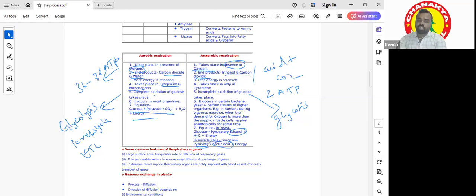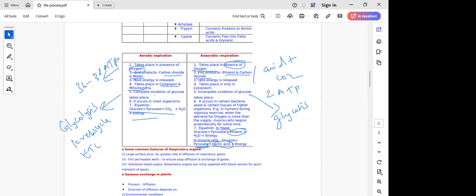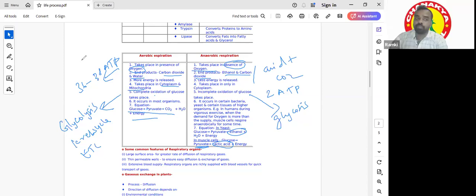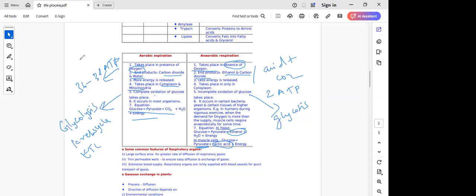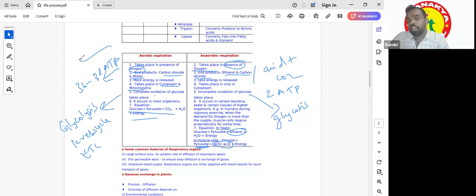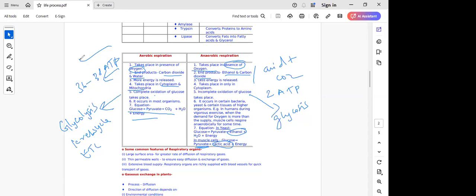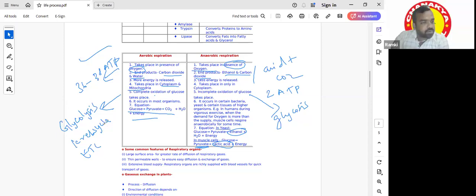Have you heard the term pyruvate anywhere? Yes, sir. What is pyruvate, ma? Sir, first you note it down, I will teach you. After the breakdown of glucose, it forms a 3-carbon molecule known as pyruvate. You can note it down, I will teach you the process. Sir, it's a 3-carbon molecule, right? That is a 3-carbon molecule only.